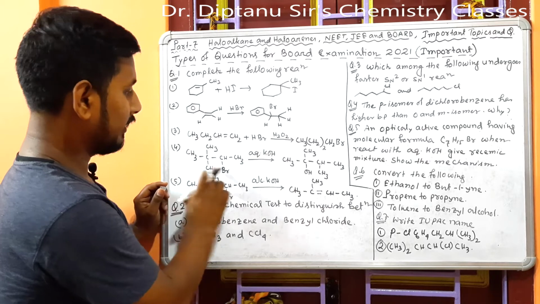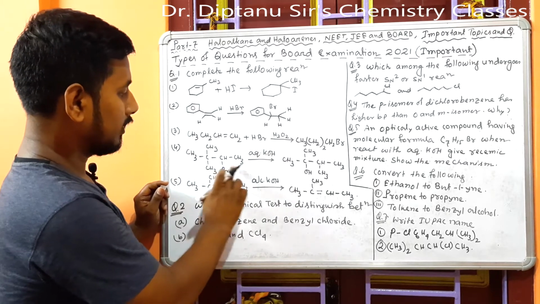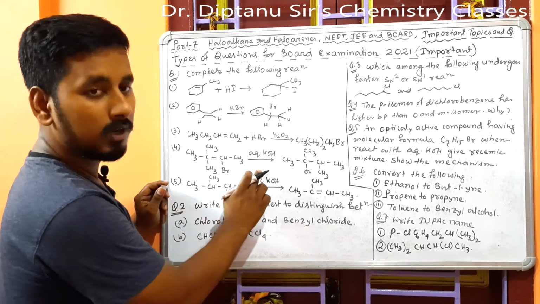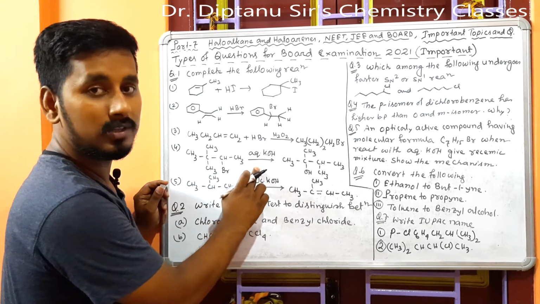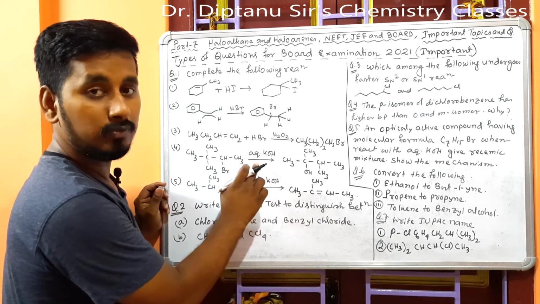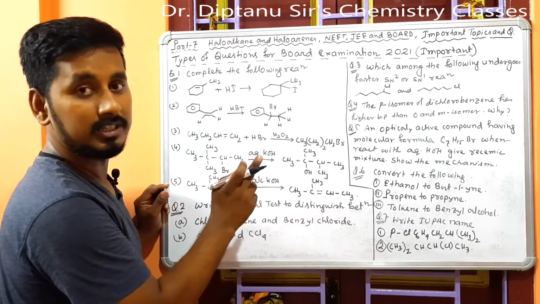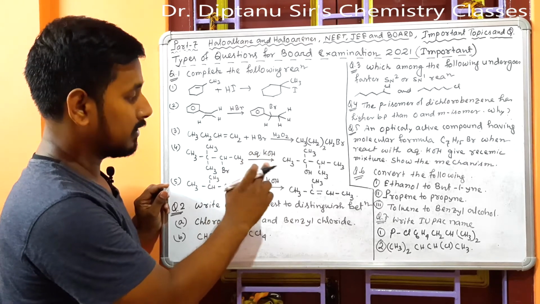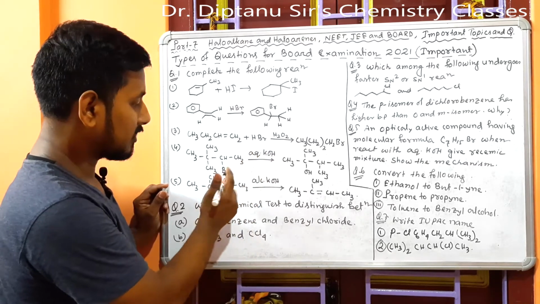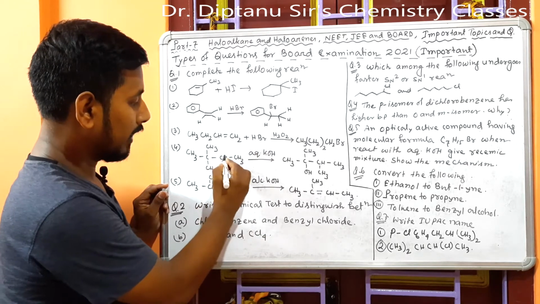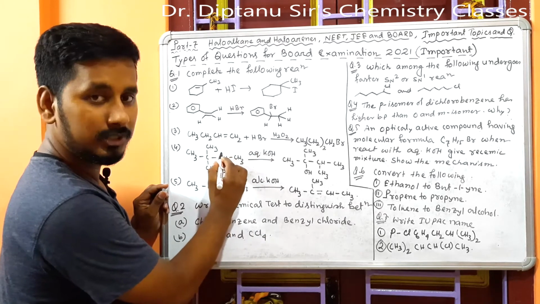And if you have this question, and they give you aqueous KOH, in that case you have to follow the carbocation stability. See, if you see the mechanism, in the first step this Br will leave, and the carbon atom will have the positive charge.